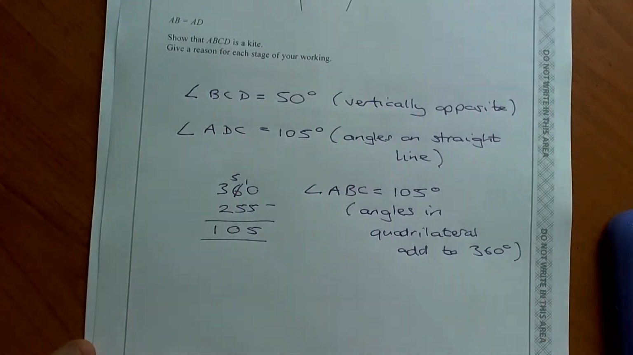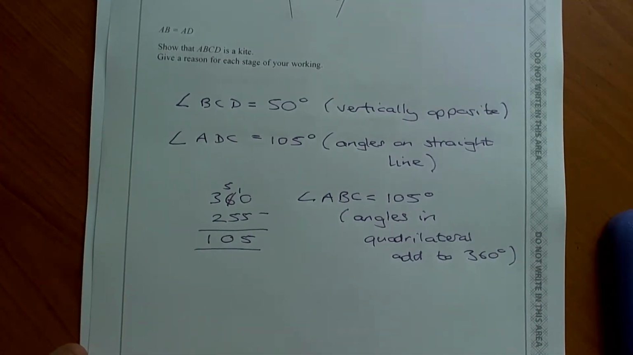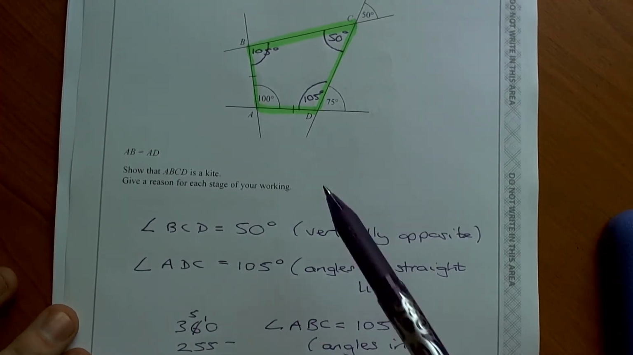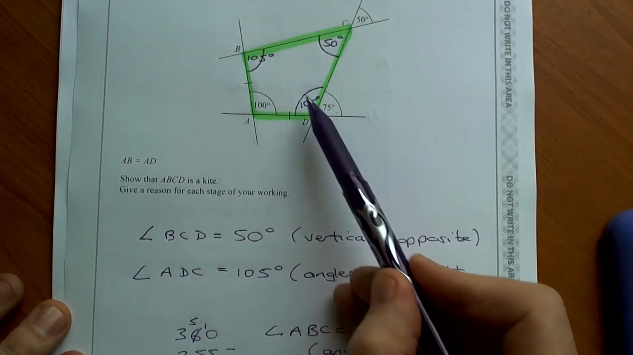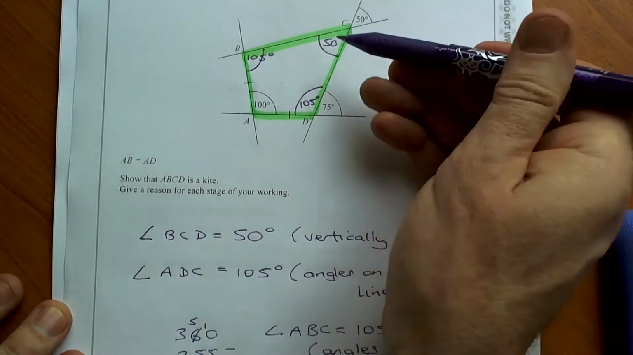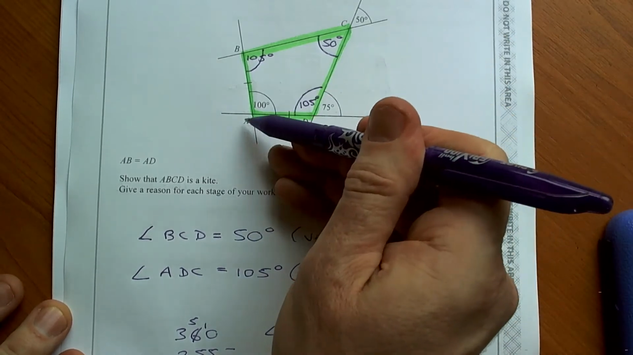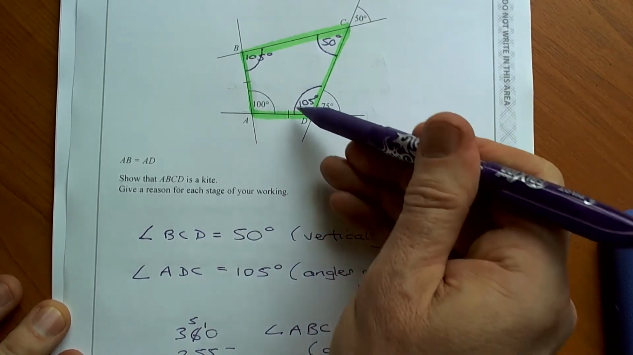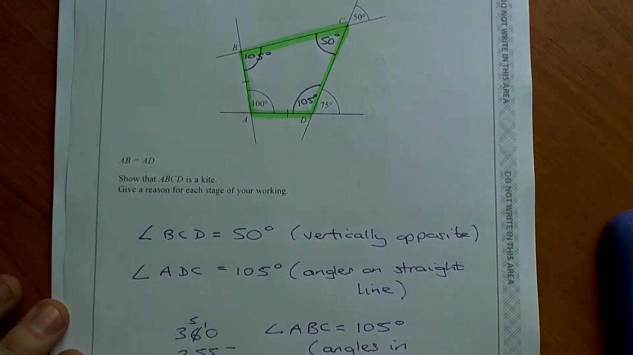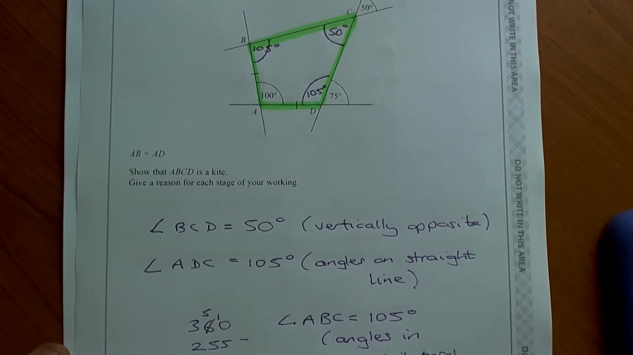So to prove that this is a kite, we've shown that these two angles are the same. So if you think of this, if we drew a line down the middle there, we would have perpendicular bisectors when we draw the diagonals for this. So we've got our kite.